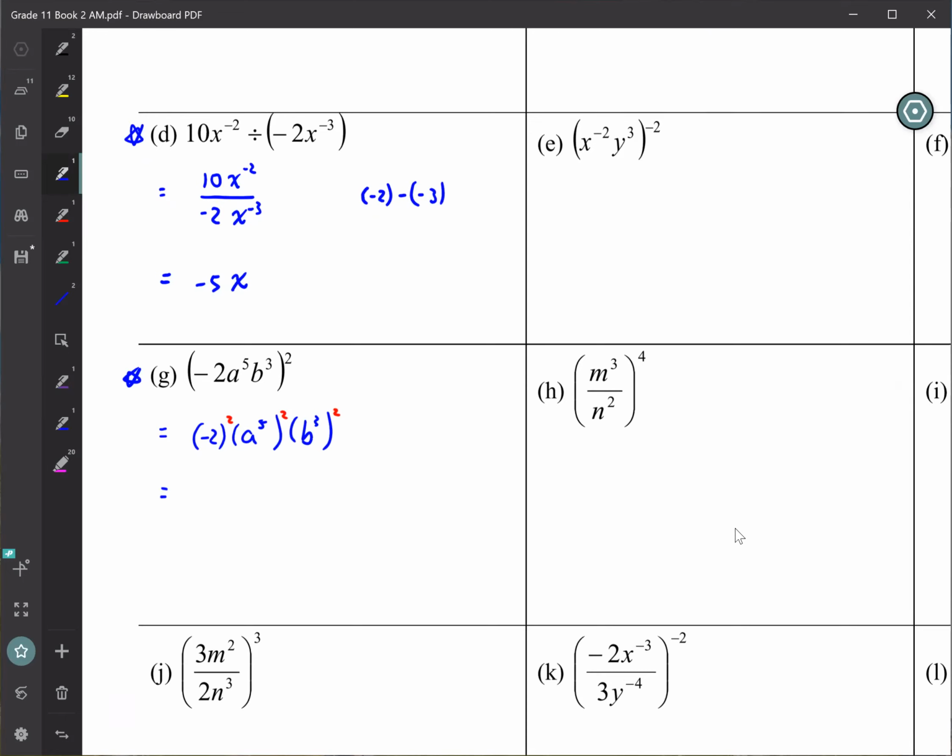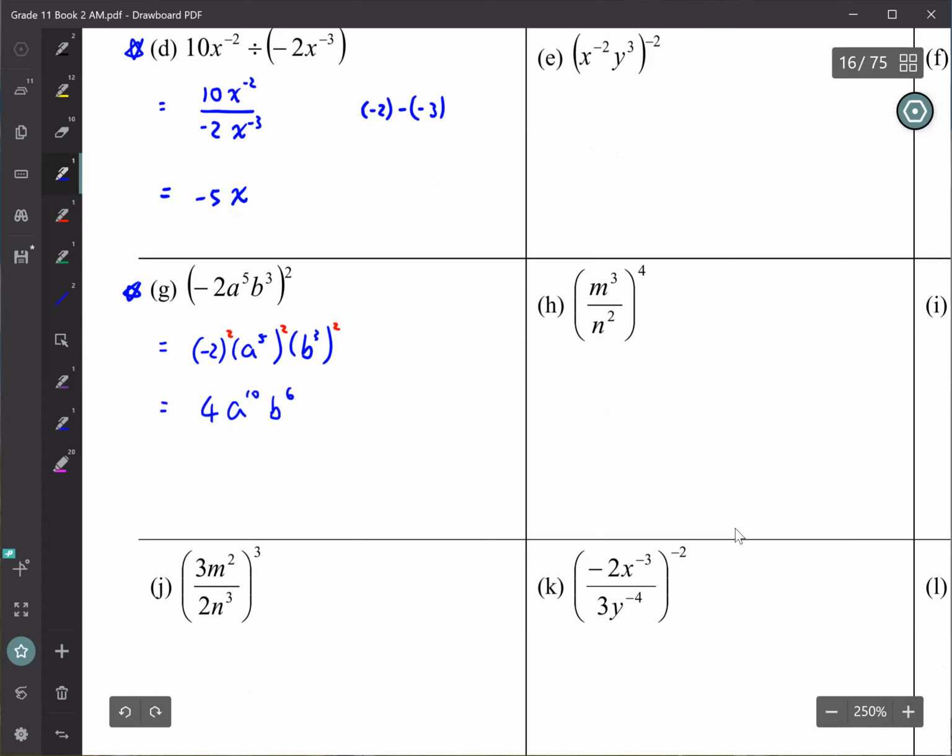Nathan, what do you get for question G? I got 4a to the 10 b to the 6. Yeah, very good. 4 a to the 10 b to the 6. Pretty easy, right? So this is what I meant. You leave your answer with a constant number. Evaluate it, turning it to 4.